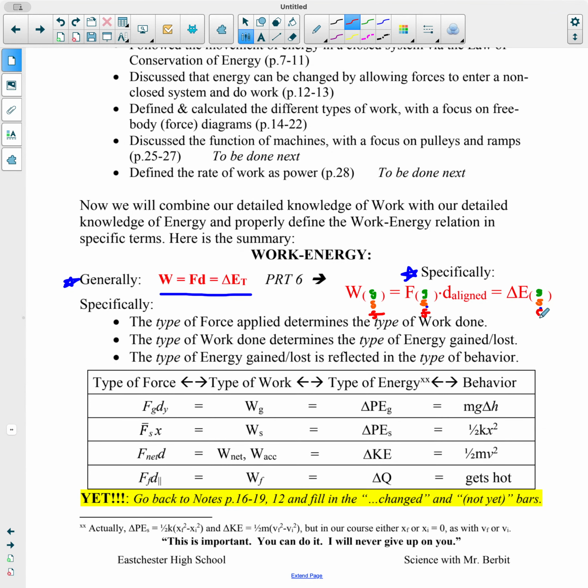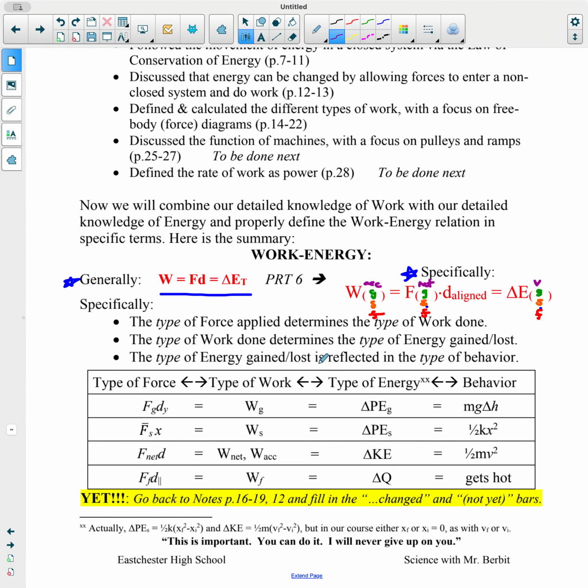And hopefully you're getting okay with this. Like EF, energy of friction, is just Q. And of course, finally, if it's the net force, we sometimes call that the net work or the work done to accelerate. You might more frequently see it as the work done to accelerate. And that'll be the change in the energy of speed, aka kinetic energy. Okay? So we've been doing this.